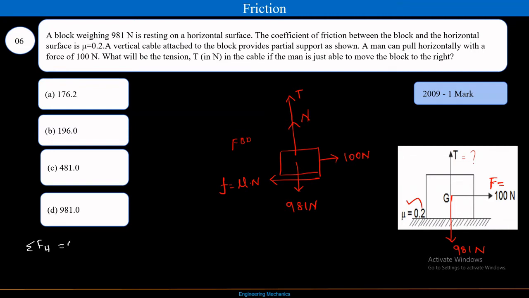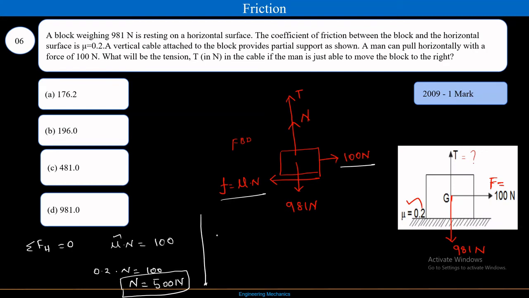Summation of horizontal forces is equal to 0. Let's see in this direction and this opposite direction. So I can say mu dot n is equal to 100. My mu is 0.2, and n is equal to 100 over 0.2, so what is my n? It is nothing but 500 Newton. We found n now.